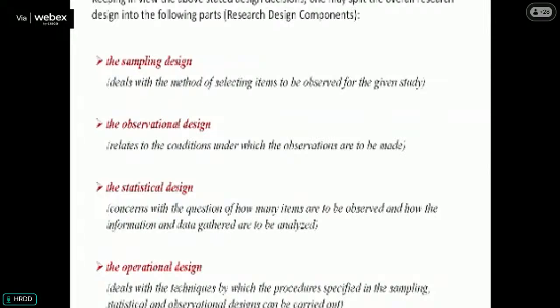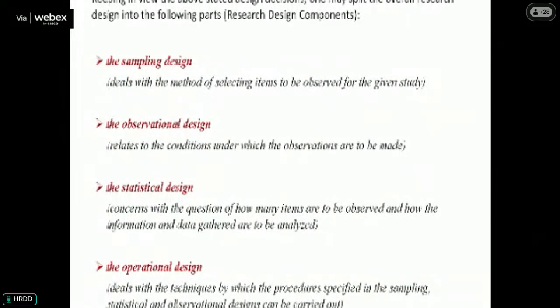You will have basically 4 components. One is the sampling design. So how many samples will you prepare? Mostly you will be concerned with sample preparation, at least somebody in material science, whether it's physics or chemistry. The sample design deals with the method of selecting items to be observed for the given study. The sample can be human also for statistical research, as we discuss now with the example.